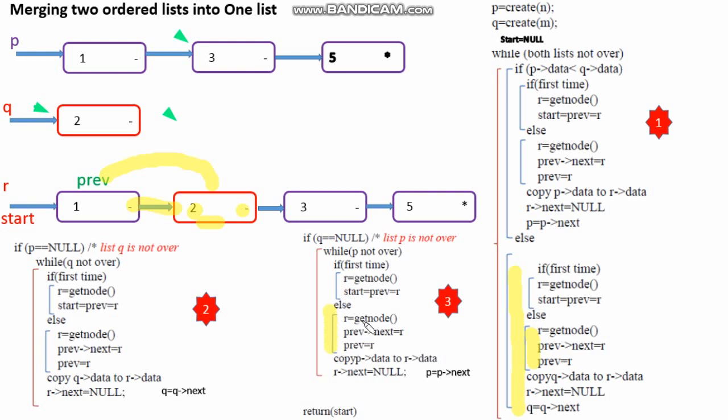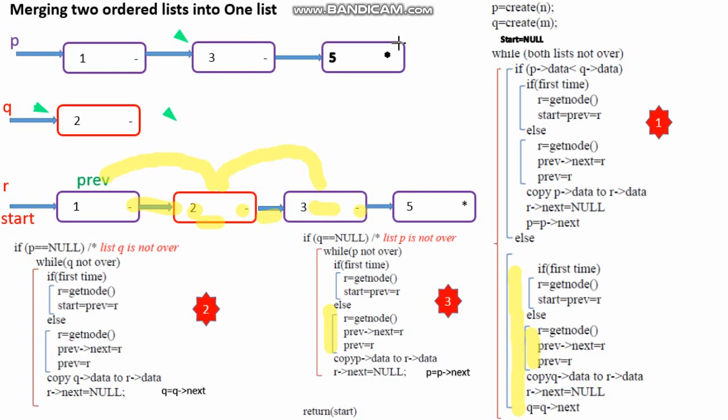R node, so I'm going to make a new node. This is a new node, R equal to get node. Previous next equal to R, the linking takes place, and previous equal to R. From here the previous will move now here, and copy P's data to R data. P is here, 3 will be copied here, and R next equal to null. This is made null, and P advances.